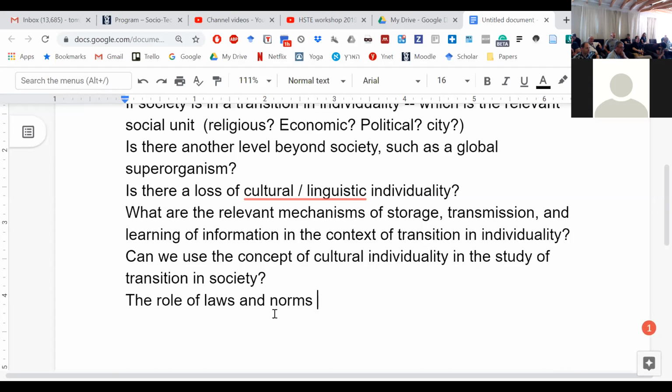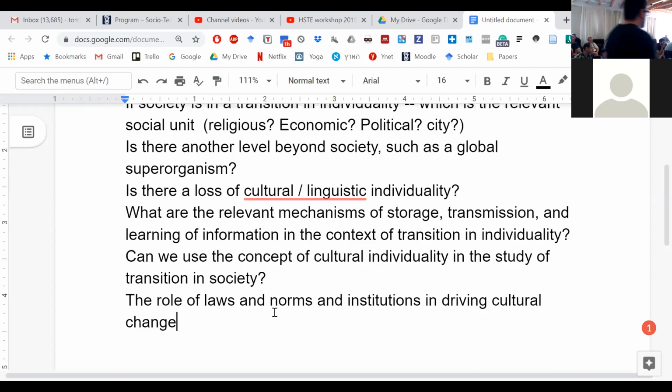And also counterexamples, what are not just counterexamples. Any other questions you think might be relevant?